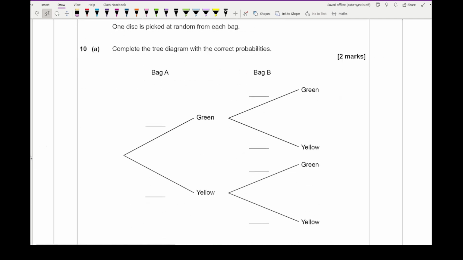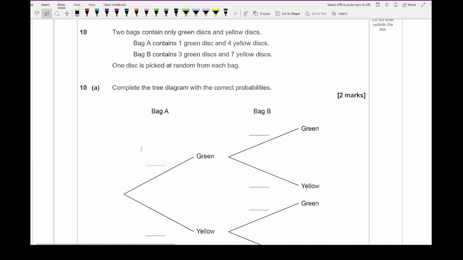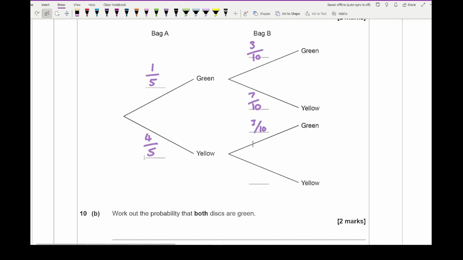So from this, let's have a look at the information that's been given. Here we've got bag A. We've got a total of 5 discs, so that means the denominator is going to be 5. Out of those 5 in bag A, 1 of them is green and 4 of them are yellow. So the fractions we need to write on our first set of branches are 1/5 and 4/5. Then for bag B, we've got a total of 10, so that's going to be our denominator. In bag B, we've got 3 green discs and 7 yellow discs, and we just need to copy that into the second set of branches, so that's 3 over 10 and 7 over 10.